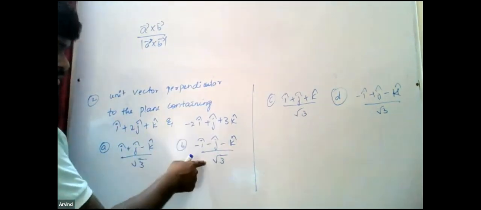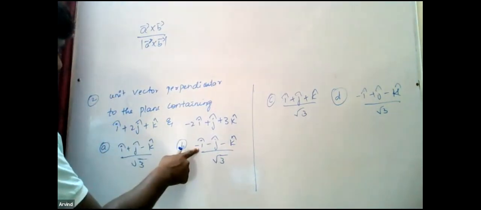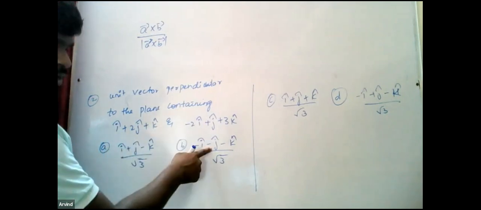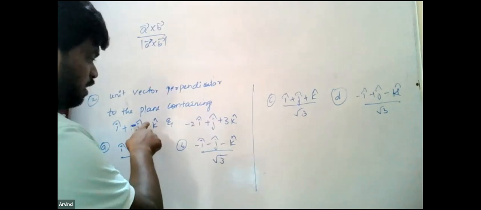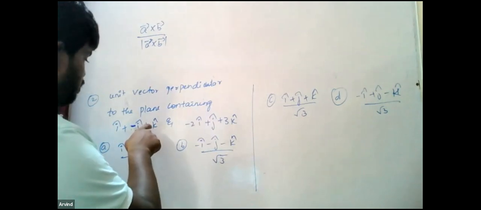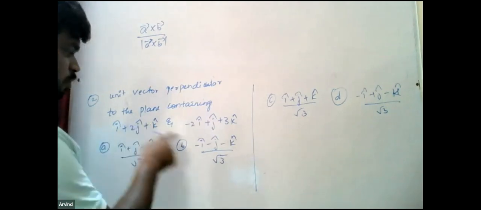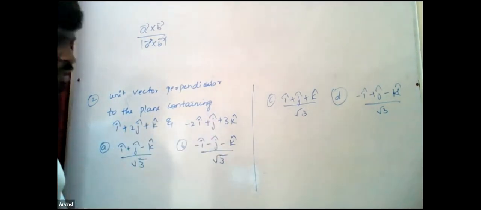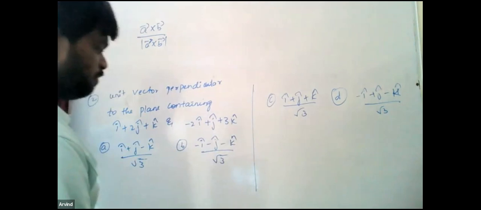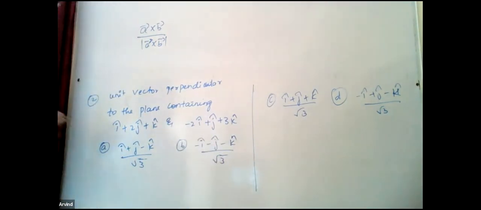Let's take this one. 1 into minus 1 is minus 1, 2 into minus 1 is minus 2. So minus 1 minus 2 is minus 3. 1 into minus 1 is minus 1, 2 into minus 1 is minus 2, 1 into minus 1 is minus 1. So here also you don't get 0. So take it out. Keep checking like this.